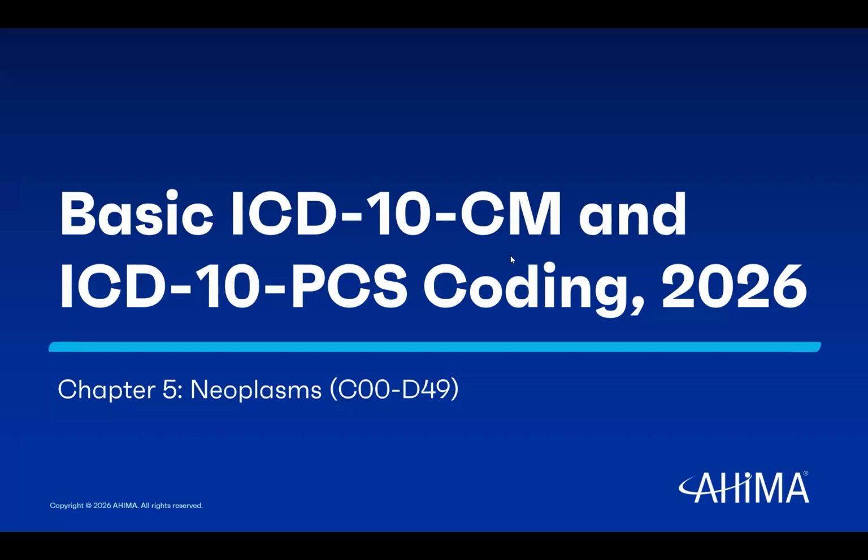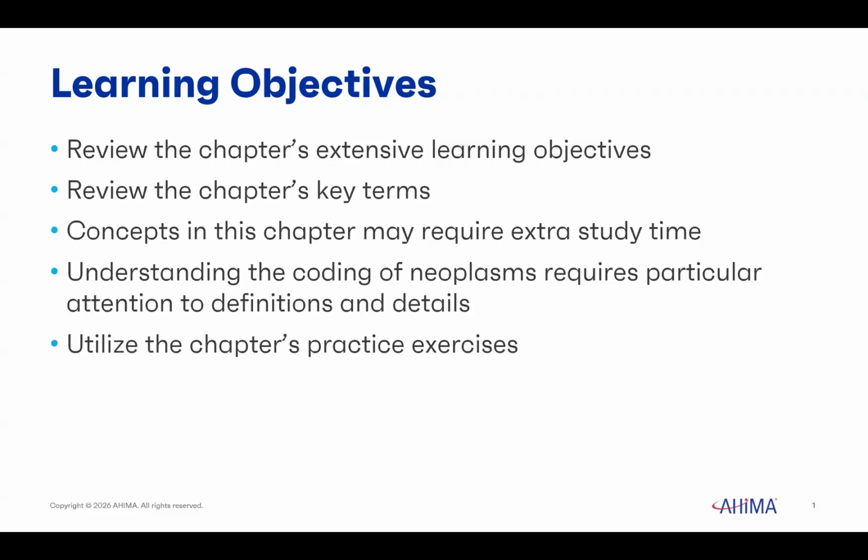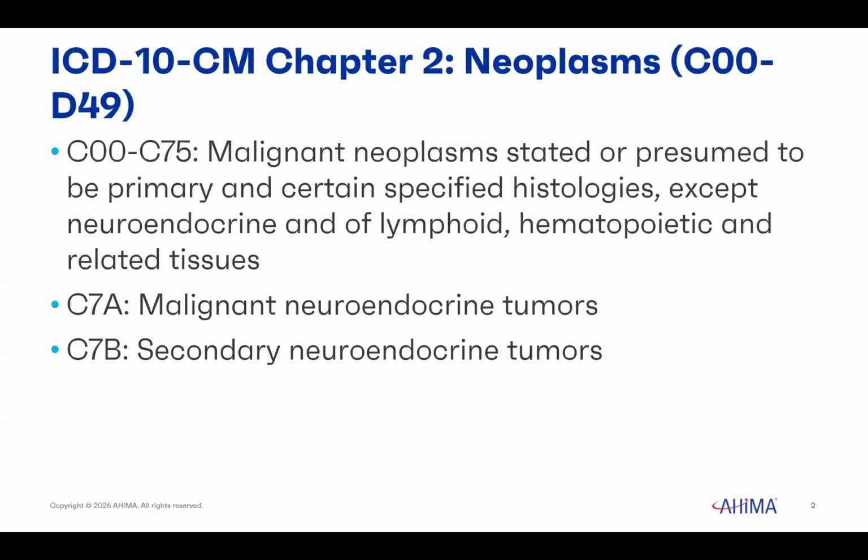Okay, so we're going to talk about the coding of cancer, coding of primary versus secondary, and some of the cancer terminology. But first, let's start with how the chapter is laid out. Chapter 2 of the codebook, Neoplasms, covers code C00 through D49. C as in cancer through D as in David, 49. The first set of codes run from code category C00 through C75, and these are neoplasms that are stated or presumed to be primary.